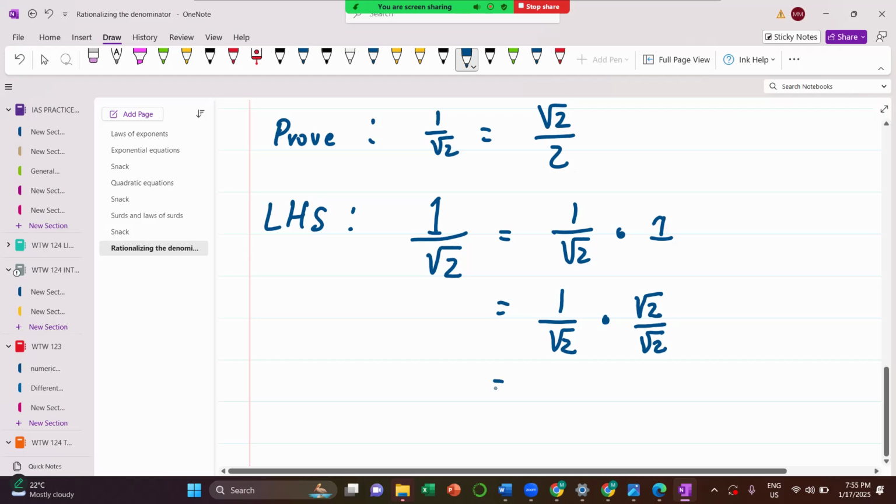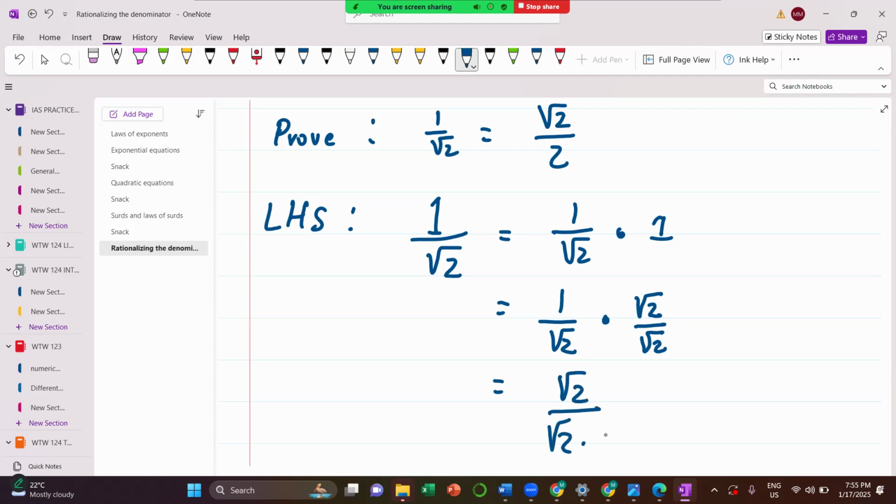But check now. The top values multiply. So 1 times square root of 2 is just square root of 2. And at the bottom I have square root of 2 times square root of 2. So at the top I have square root of 2, but at the bottom, if you put it into your calculator, you get a value of 2.